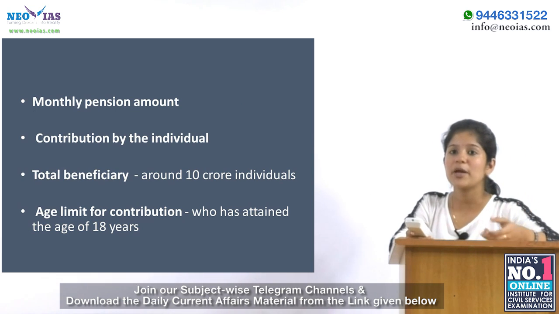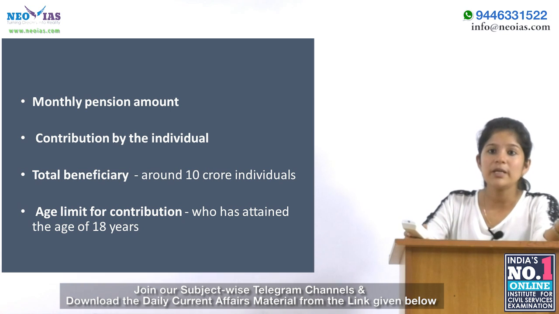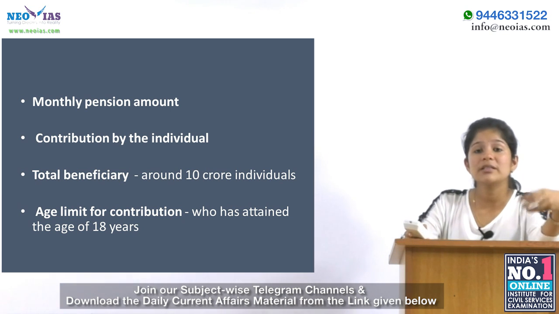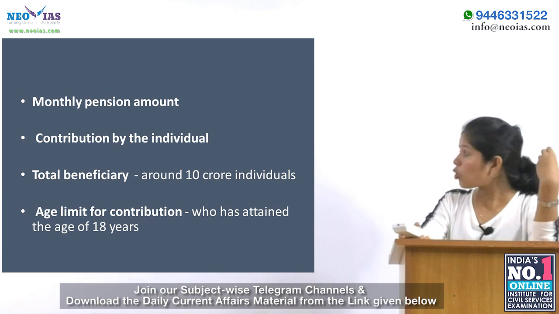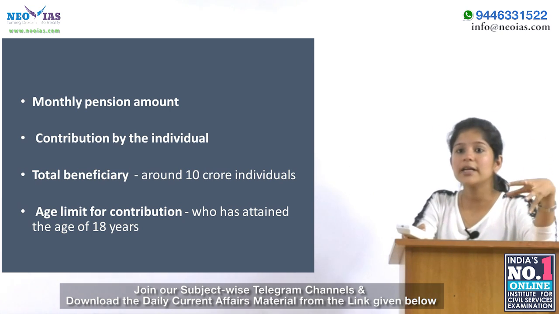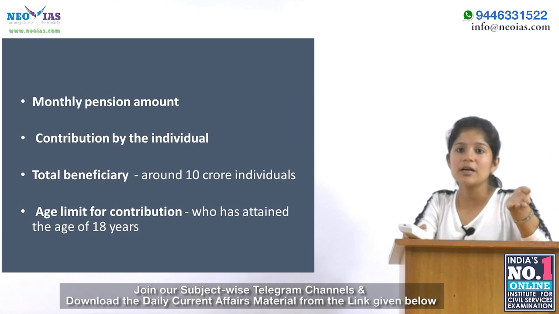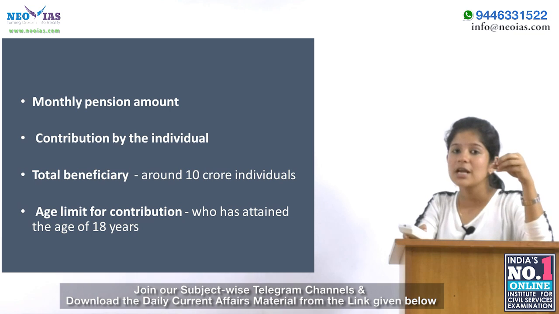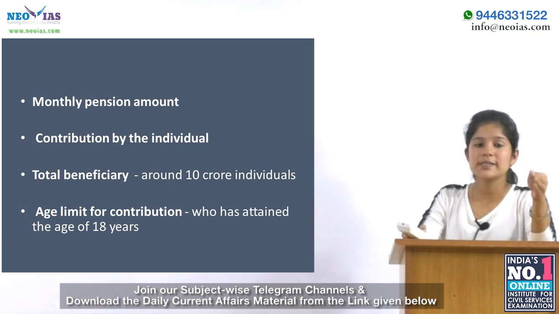There will be a monthly pension amount. So once the scheme matures, the person will be entitled to a monthly pension of rupees 3,000 without fail. The contribution by an individual will be like, if one person joined at the age of 18, a monthly contribution of rupees 55 should be given until they attain the age of 60 years.